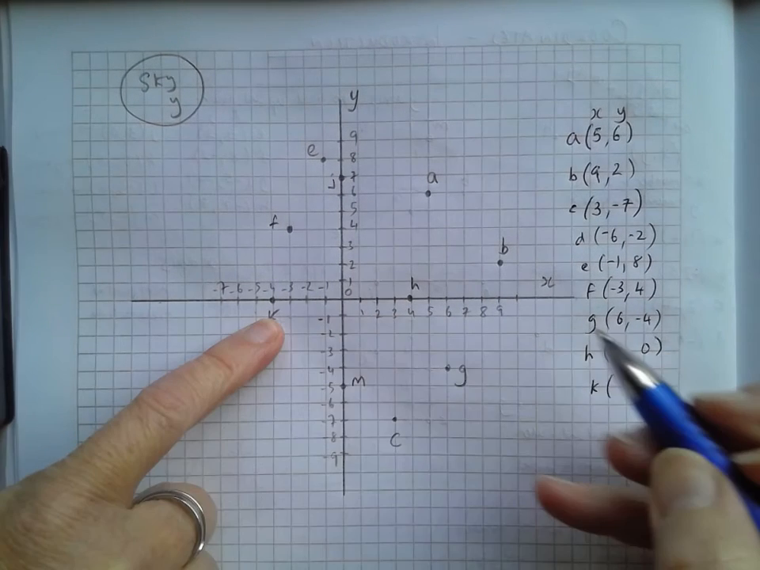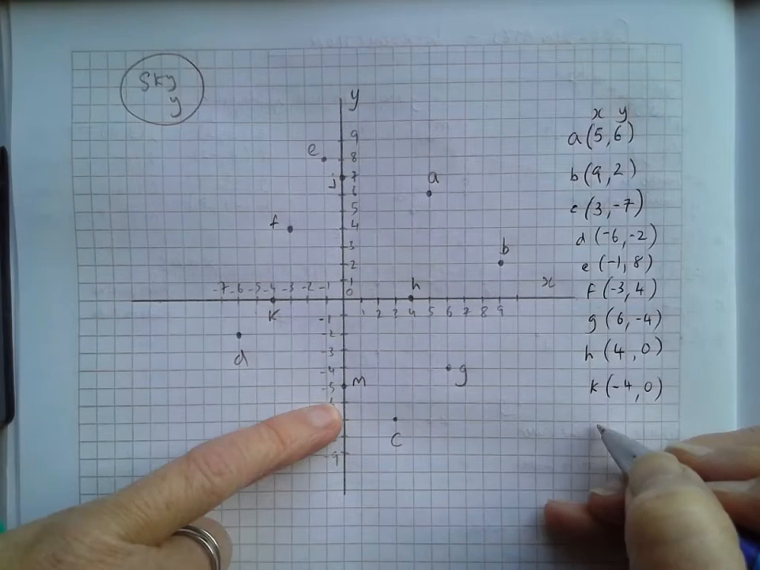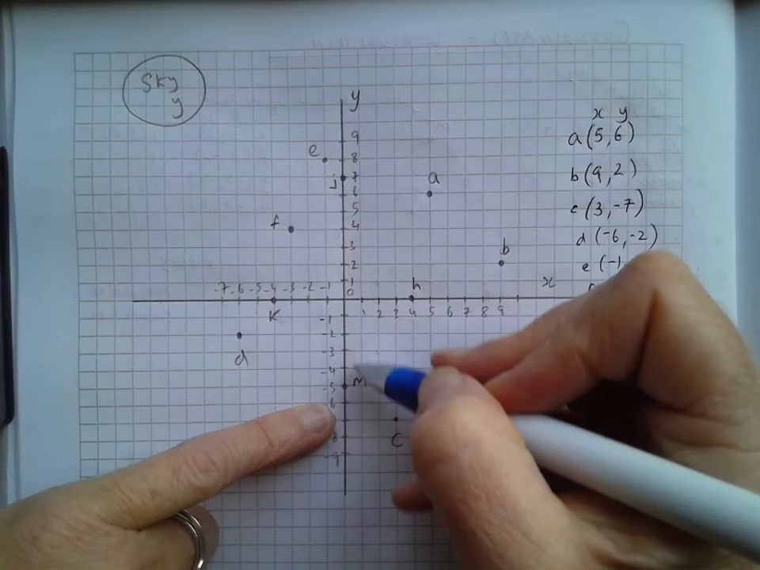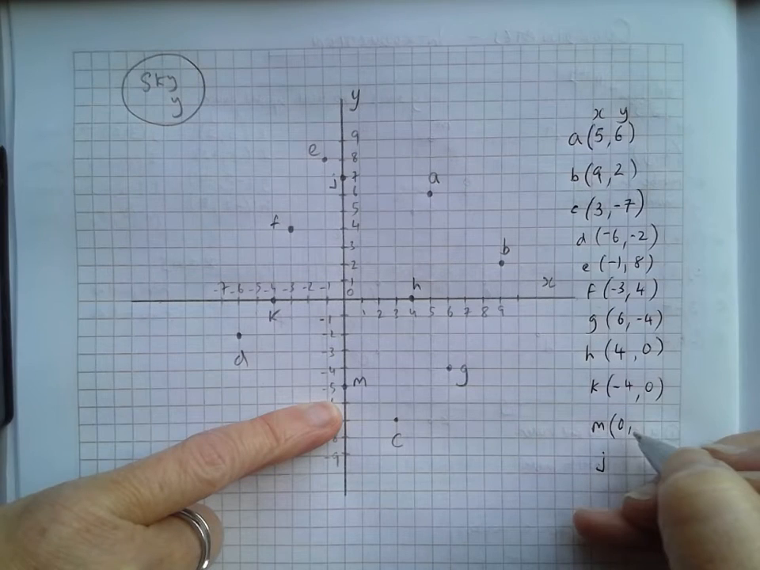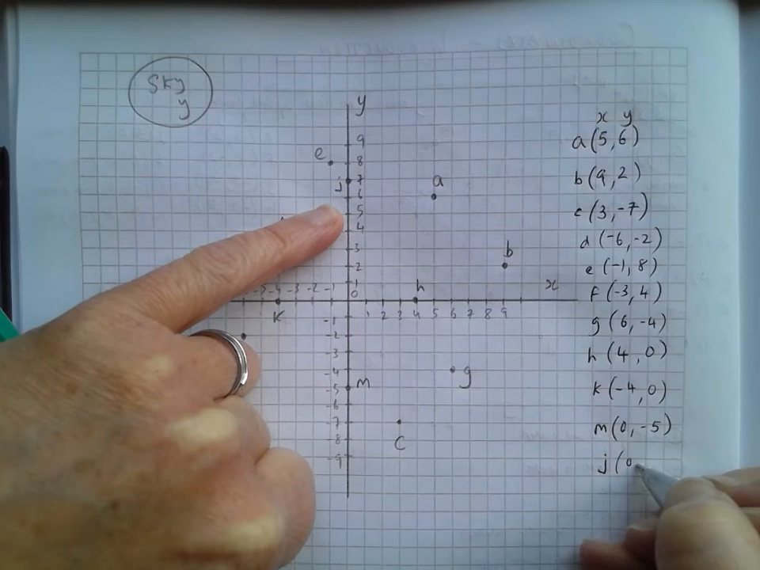And then what else did we have? We had M and J. So M is on the y-axis, so it's got a point 0, -5, and point J is the point 0, 7. So if you can see that, hopefully you worked that out yourselves.